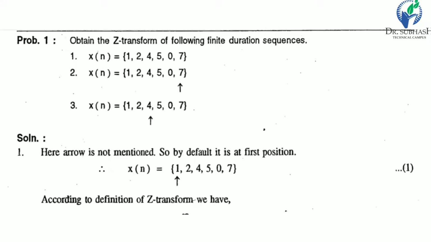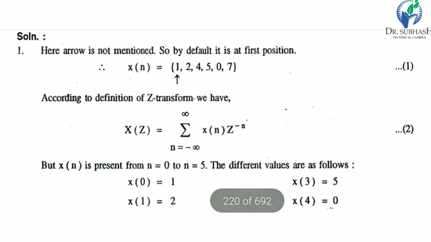So first example: obtain the Z transform of the following finite duration sequences. The first example, x of n equal to 1, 2, 4, 5, 0, 7, with 1 at the origin. Here the arrow is not mentioned, so by default it is at the first position. So x of n equal to the series 1 2 4 5 0 7 and the arrow at the first place, so it is the origin and amplitude is 1.